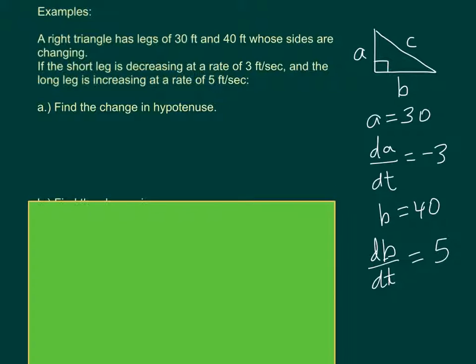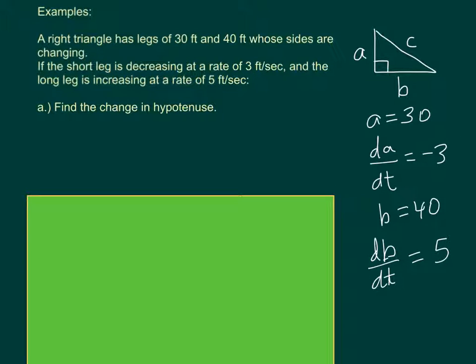Okay, so for part A, it wants to find the change in hypotenuse. So in this case, our hypotenuse is C, so we're looking for the change in C with respect to time. Okay, and how do I find C? Well, we know that C squared is equal to A squared plus B squared. So I'm going to need to take the derivative of this equation with respect to time. So take the derivative with respect to time of all of this.